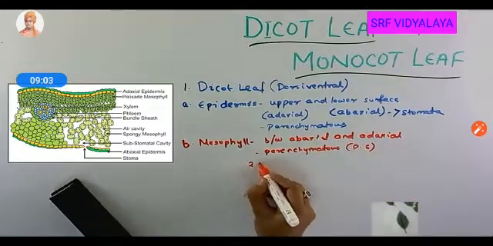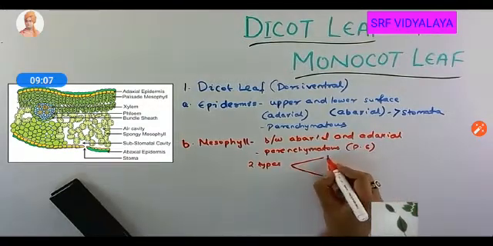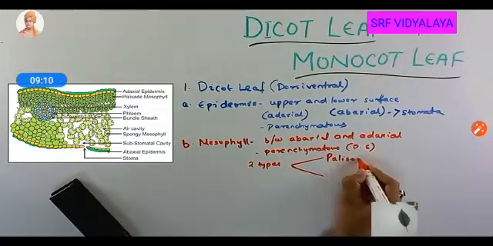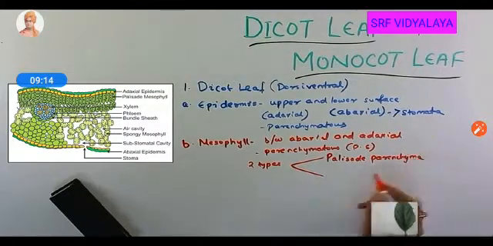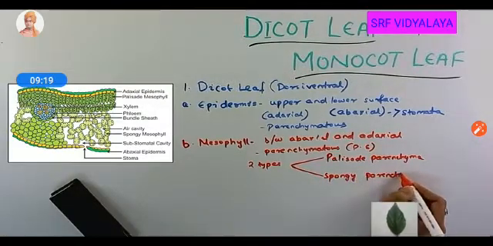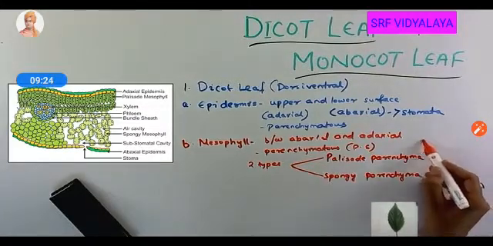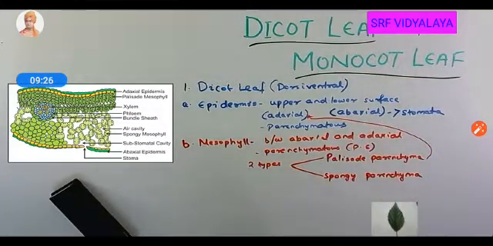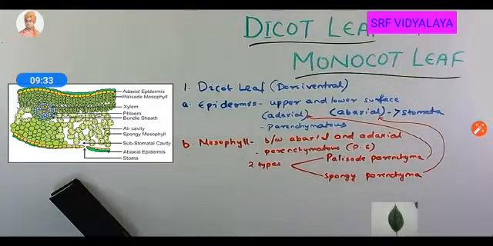There are two types of mesophyll cells present. The first one is the Palisade Parenchyma, and the second is the Spongy Parenchyma. The palisade is close to the adaxial epidermis and is the main site of photosynthesis, whereas the spongy parenchyma is close to the abaxial epidermis, but both take part in photosynthesis.